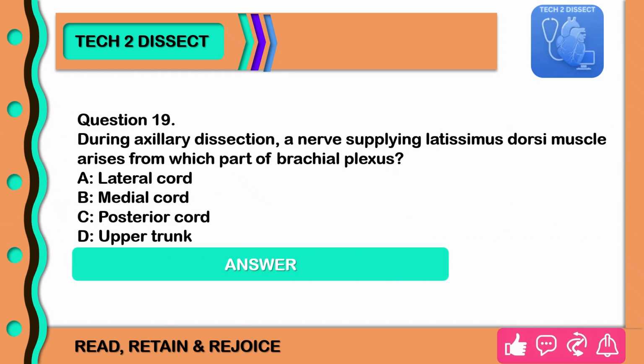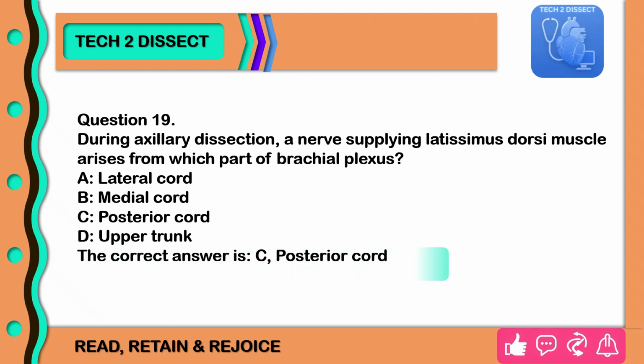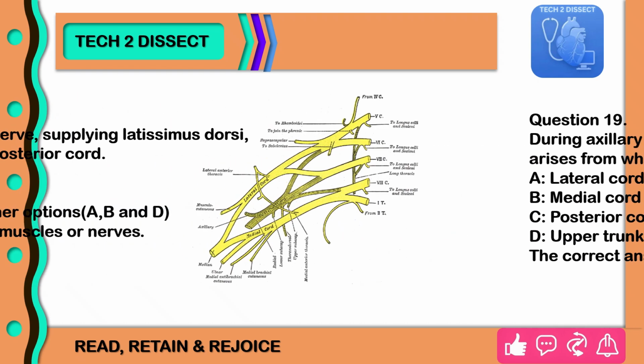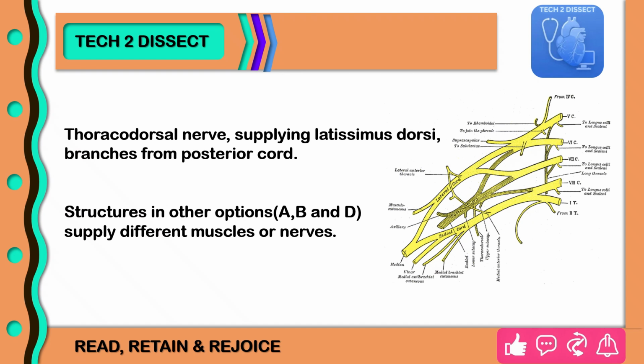Question 19. During axillary dissection, a nerve supplying latissimus dorsi muscle arises from which part of brachial plexus? A. Lateral cord. B. Medial cord. C. Posterior cord. D. Upper trunk. The correct answer is C. Posterior cord. Thoracodorsal nerve, supplying latissimus dorsi, branches from posterior cord. Options A, B, and D supply different muscles or nerves.